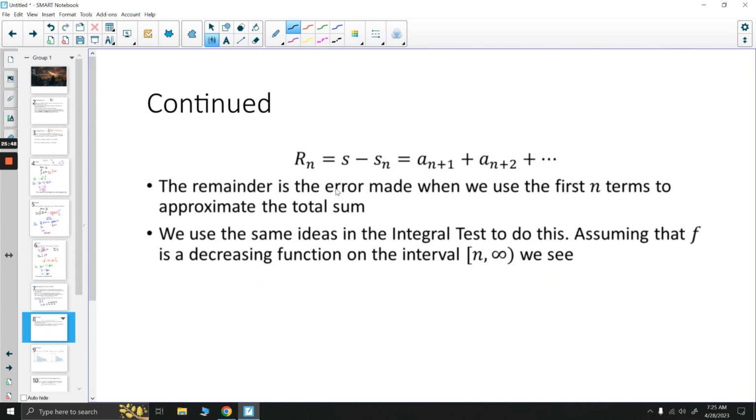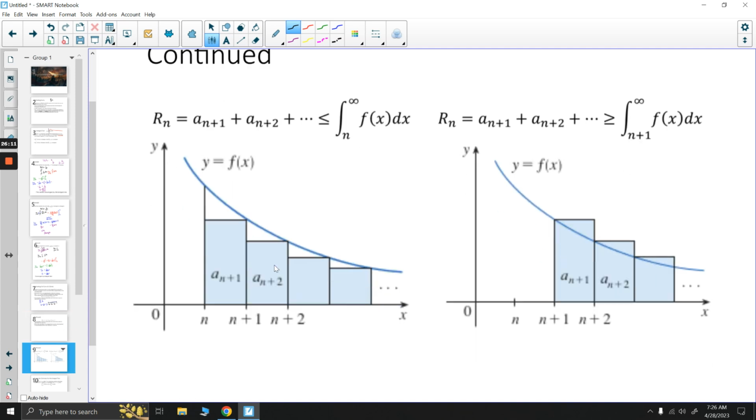So again, this remainder is the error made when we use our first n terms, okay? And so, like I've just got done mentioning, we're going to use the integral test to find a value for this, kind of an upper bound. But again, this is assuming that f is a decreasing function on our interval. Okay, so let me show you what I mean by that.